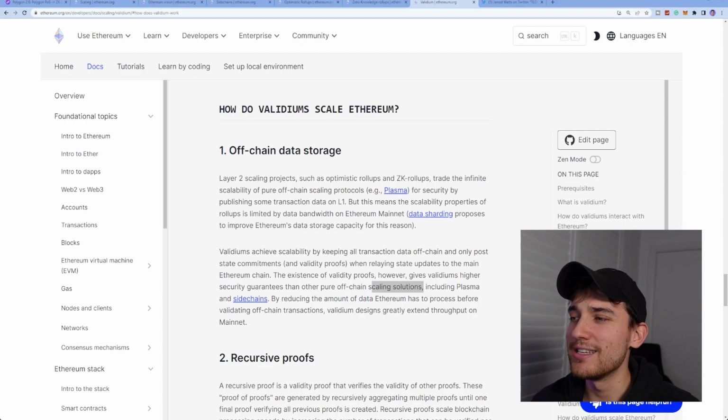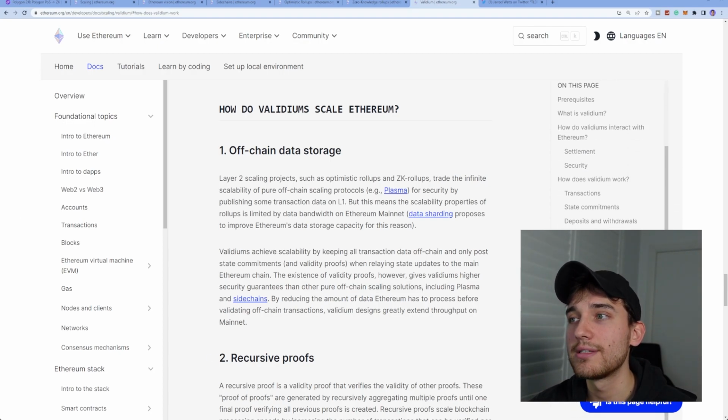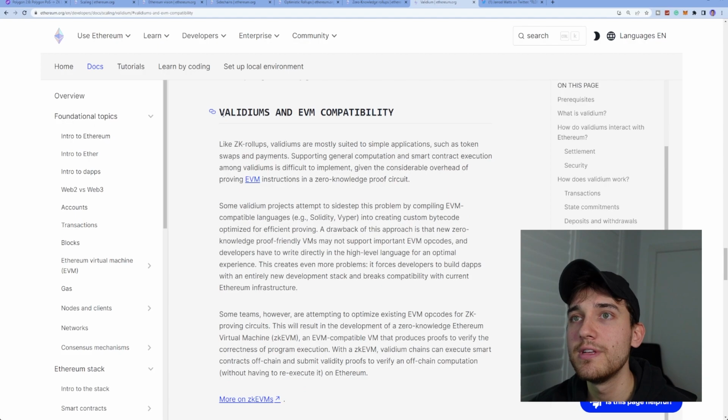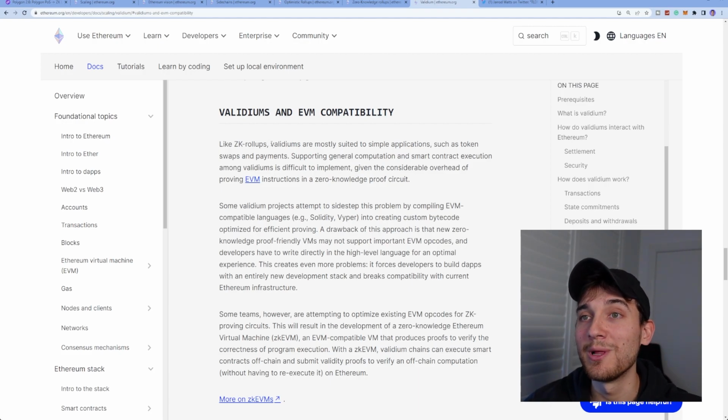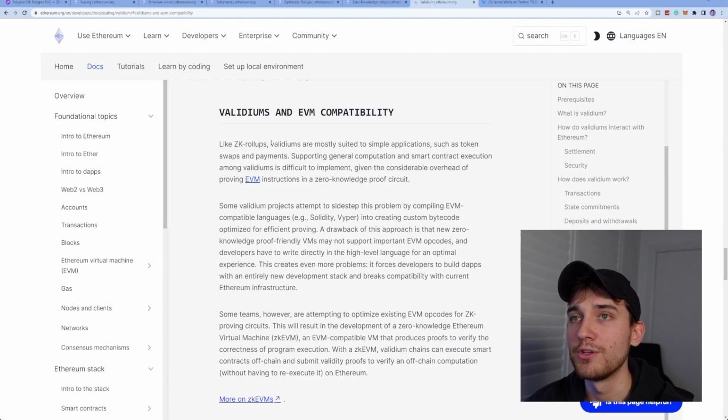Then the question is, why did Polygon even make a sidechain? Why didn't they just make a Validium if it's just objectively better in this simplification here, right? The reason is, typically with Validiums, they are not EVM compatible. So if we jump into this Validium and EVM compatibility, you can see here, this first sentence says, like ZK rollups, some of them are not EVM compatible. As we know, Polygon also recently made an EVM compatible zero knowledge rollup.